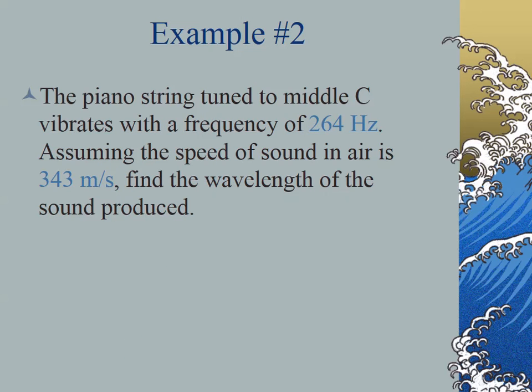Okay. The piano string tuned to middle C vibrates with a frequency of 264 hertz, assuming the speed of sound in air is 343. Find the wavelength of the sound produced. All right, so once again, let's see if I have this right. Yes, wavelength is velocity divided by frequency. Okay, and so, oh, there's that equal sign again. 343 divided by 264 is 1.3 meters.